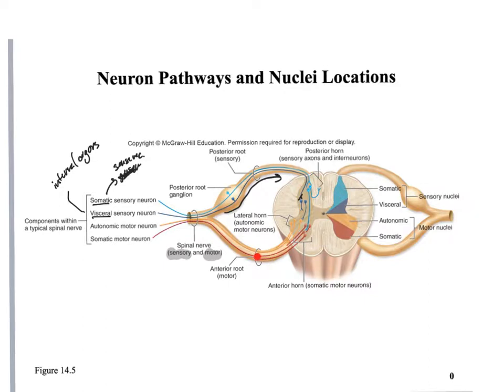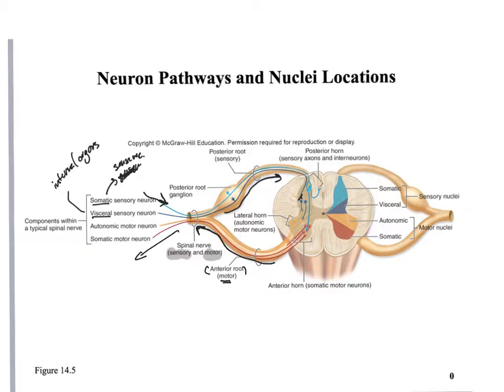Now you have efferent nerves. Efferent, those are outgoing, and those are motor neurons. So the anterior root is motor. All these motor neurons go out, so this information is going out, and this information is coming in. So the spinal nerve is made up of both motor and sensory information.